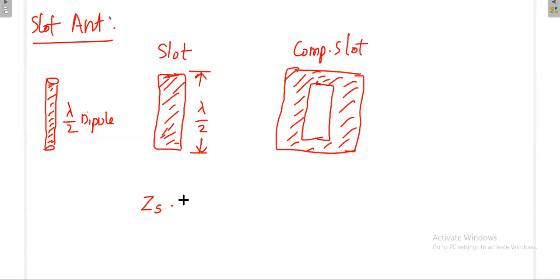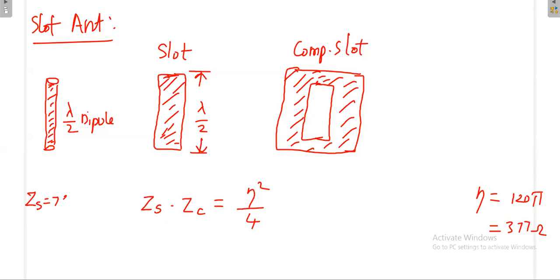So then what is the impedance of the slot antenna? That is ZS. What is the impedance of the complementary slot antenna? That is ZC. Then ZS times ZC is equal to eta square divided by 4. You know what is eta square? That is 120 pi squared, or what I can say, 377 ohm. The impedance of the slot is something similar to dipole. So the impedance of the slot antenna is 73 plus j43 ohm.